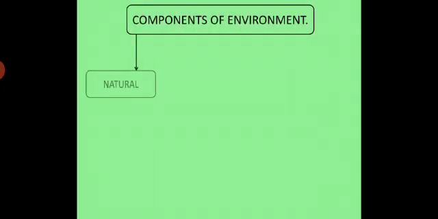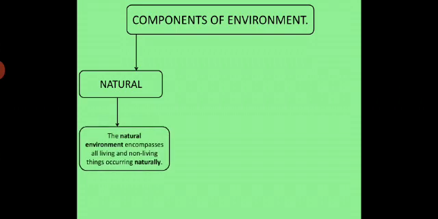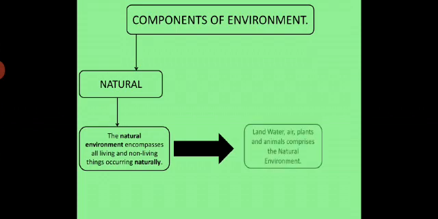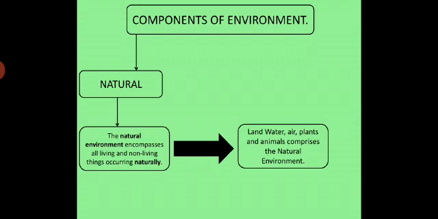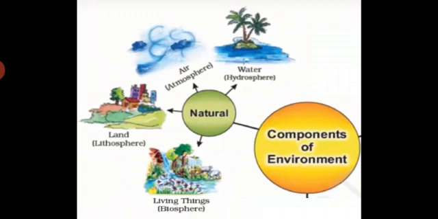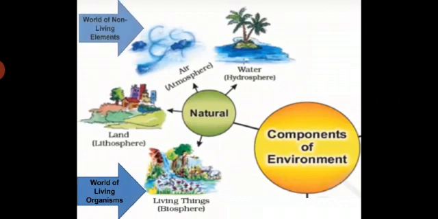The natural component of environment comprises all living and non-living things occurring naturally. Or in simple terms, land, water, air, plants and animals comprise the natural environment, as clearly depicted in the picture also. If you see it carefully, you will observe that all the things occurring naturally in the environment are broadly classified as the world of living organisms and the world of non-living elements occurring naturally in the environment. Let's understand them through the flowchart.